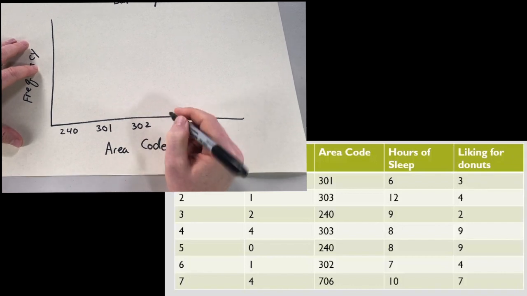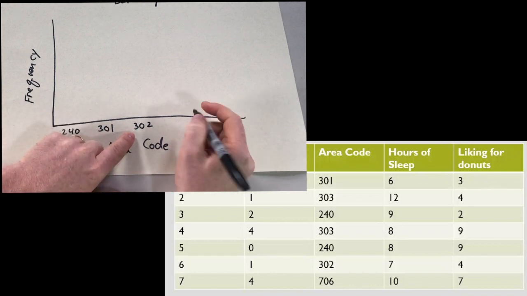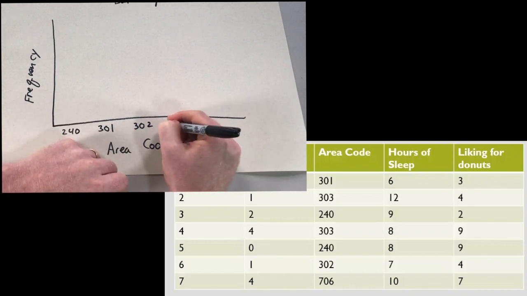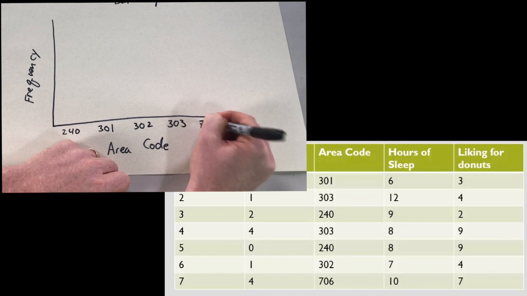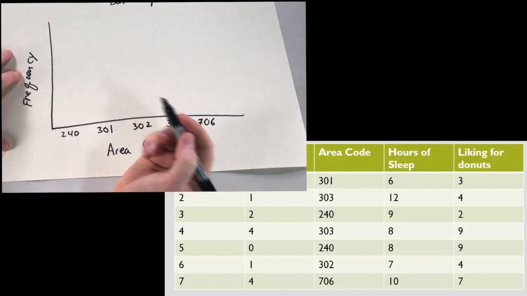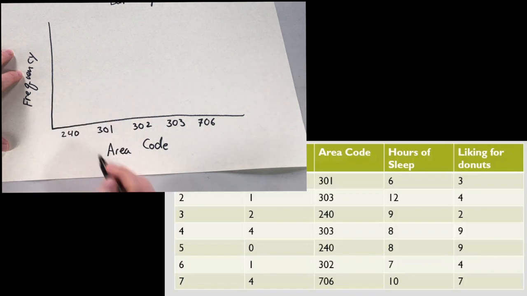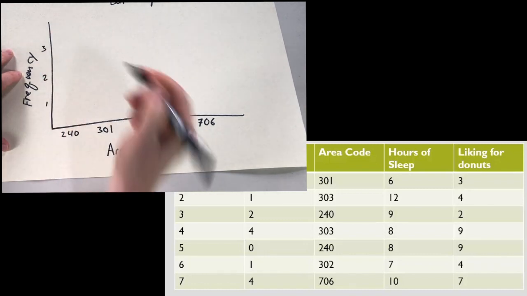240, I have 301, 302, 303, and 706. Okay? The frequency is going to be 1, 2, I'll put even 3 up there.